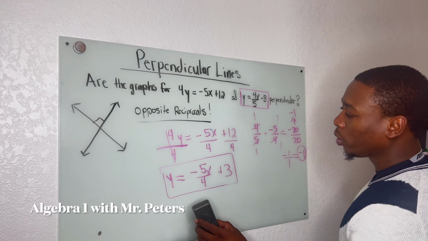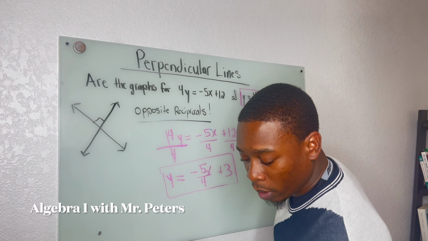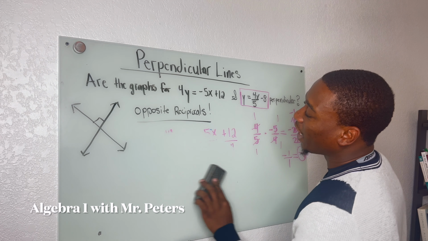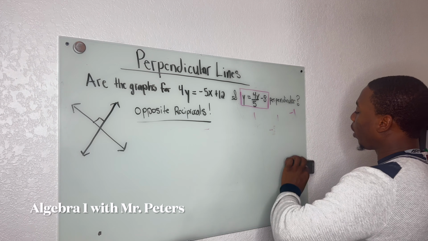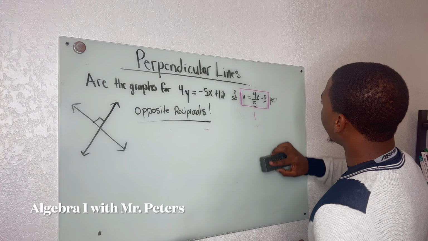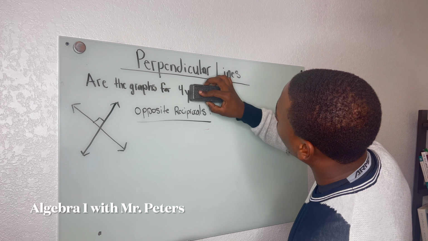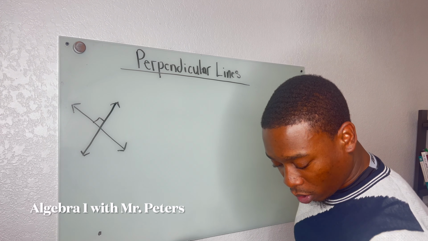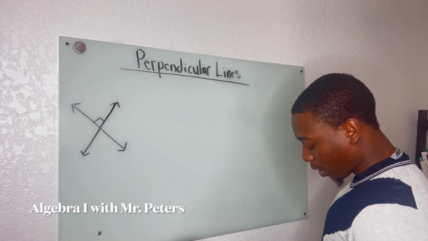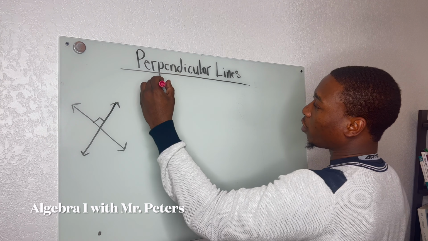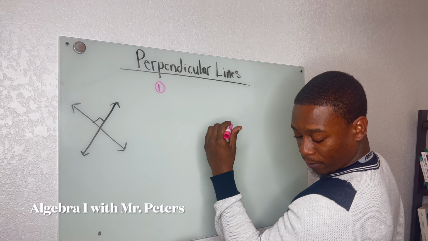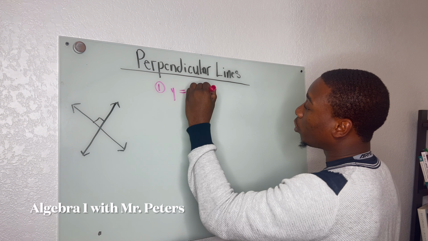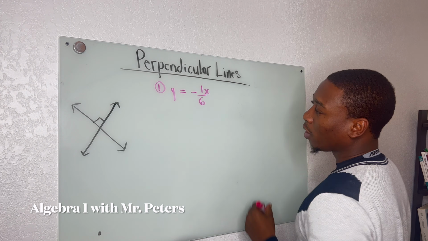And what we're going to do, I'm going to jump over to the next problem. And in the next problem, I just want to take a look at a comparison problem. And what I mean is they're going to give you 3 or 4 equations, and they want you to determine which will be perpendicular. So they're going to give us 3, right? We have y is equal to -1/6x, right?